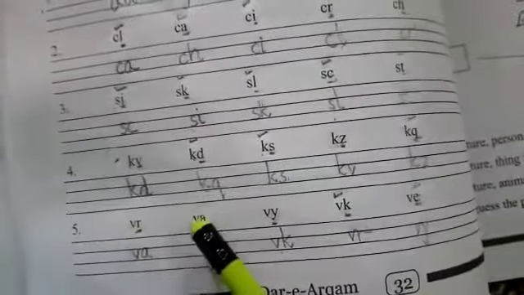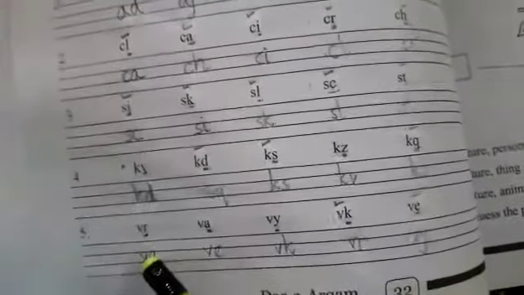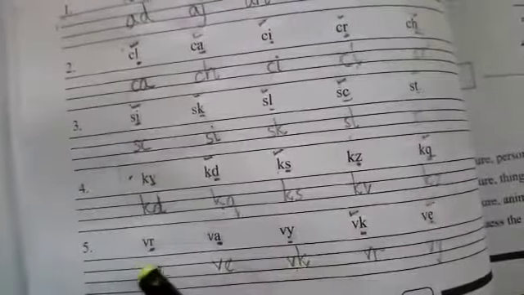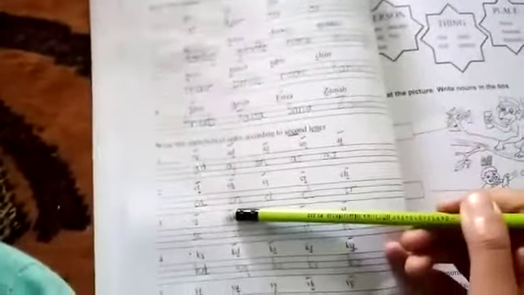VR, VA, VY, VK, VE: VA, VE, VK, VR and VY. So here you have to focus on the first letter and here you have to focus on the second letter. So you have to practice at your homes.